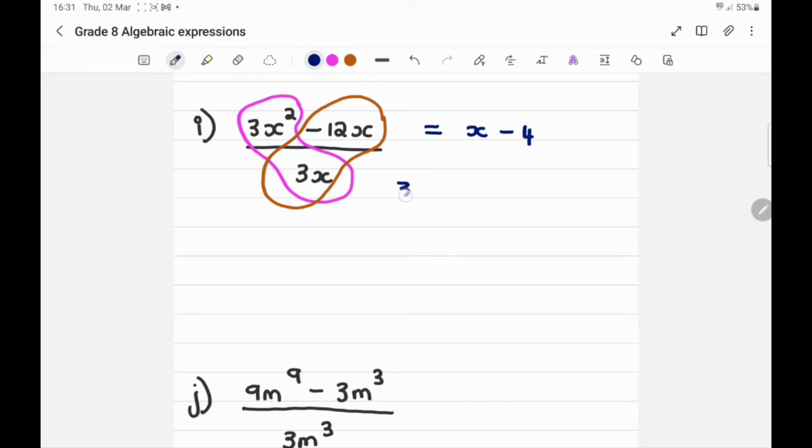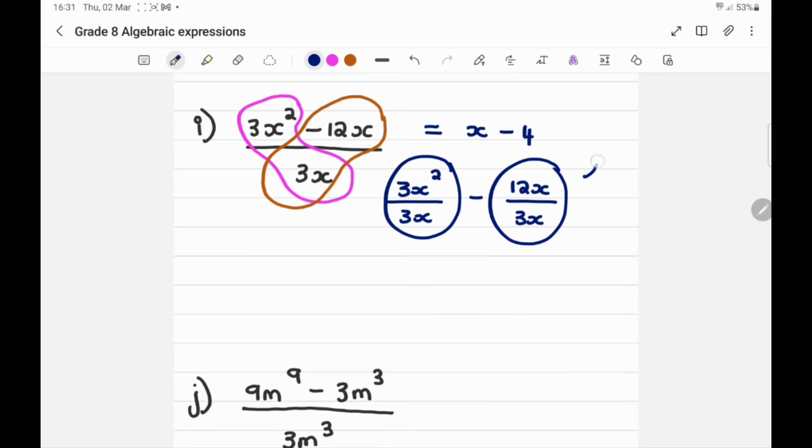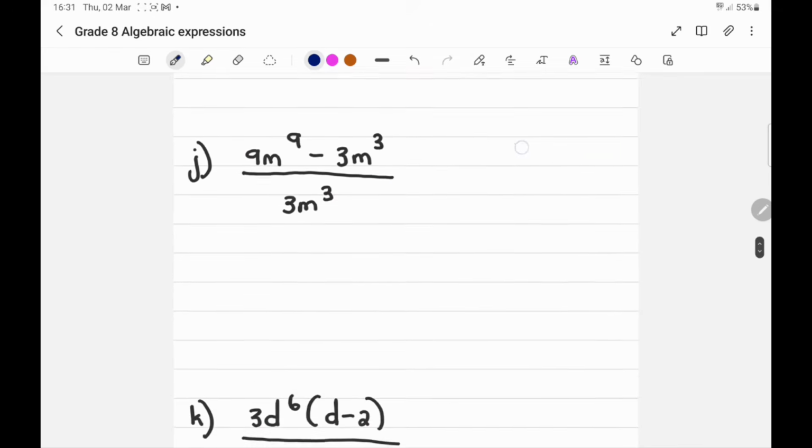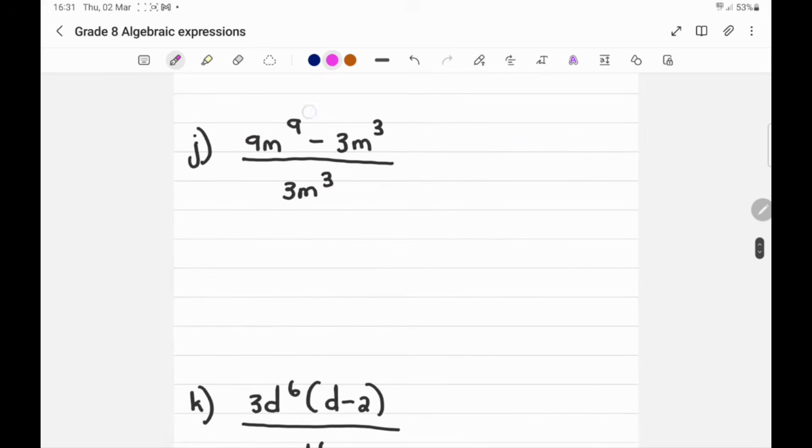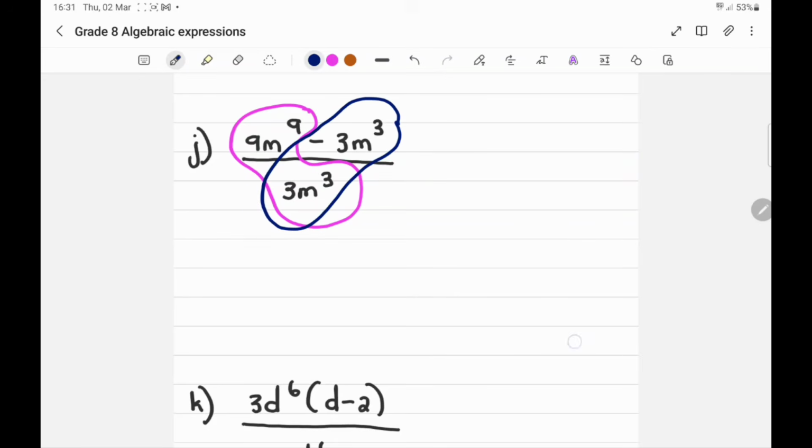So just to show you what I in actual fact did without writing it, because I'm lazy: 12x over 3x. So that 3x divides there and over there, and that will give you the same as that answer over there. If you can do it without splitting it and writing it all down, you can just say, if you take those two and divide them out, you get that. So the purple one, 9 divided by 3 is 3.